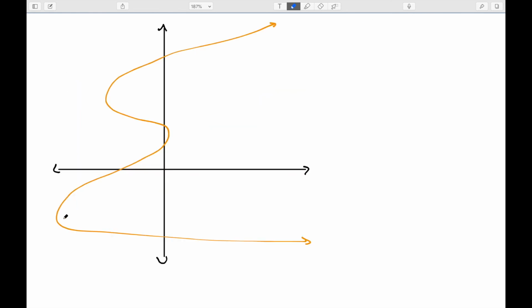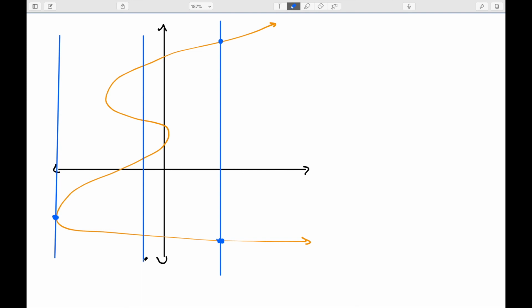Now let's look at this graph. If I draw a vertical line over here, I can see that it intersects the graph once. However, if I draw a vertical line here, it's going to intersect twice. Here, we actually intersect 4 times. So this is an example of something that is not a function because there are vertical lines that intersect this graph more than once.